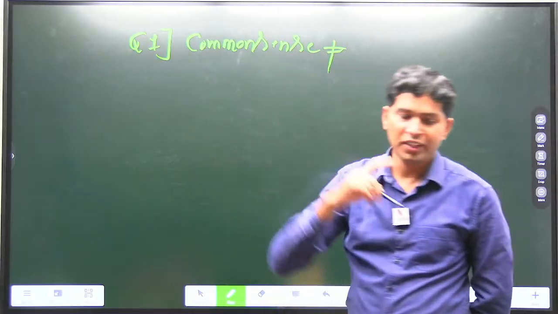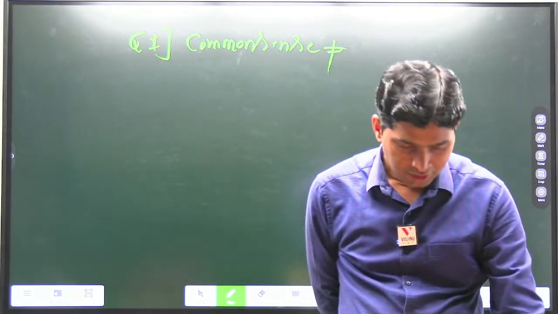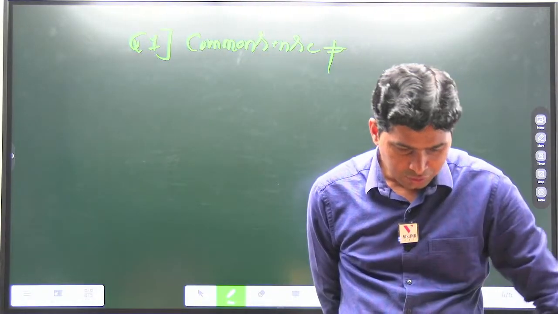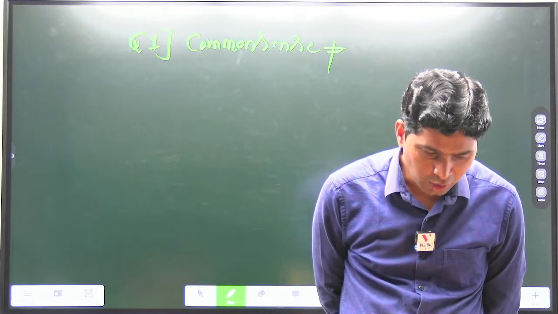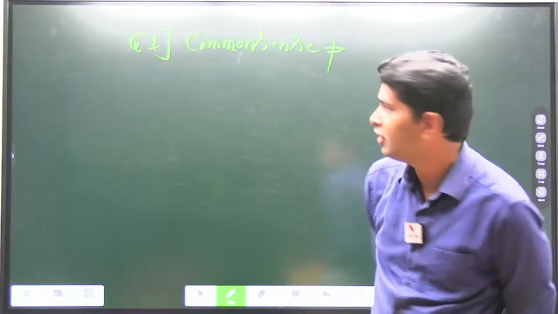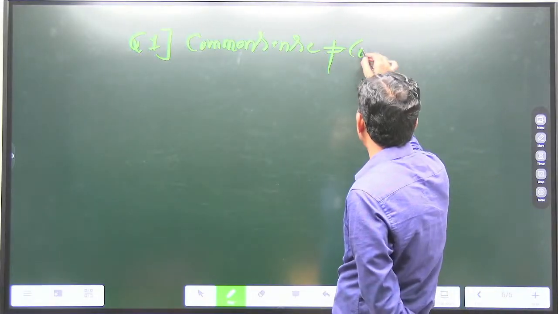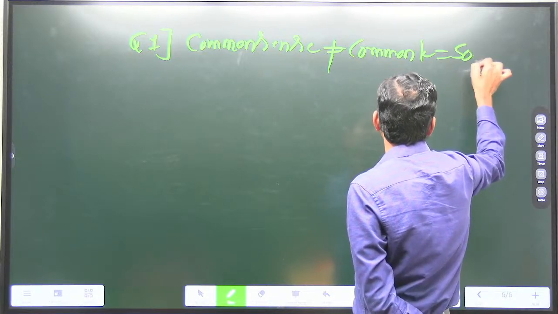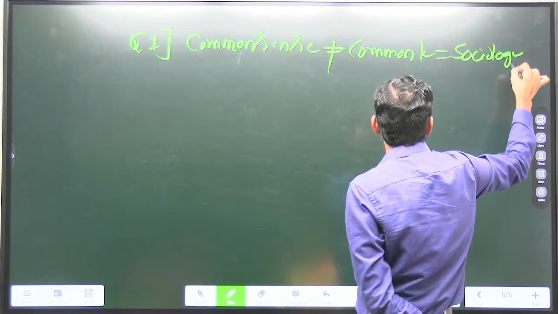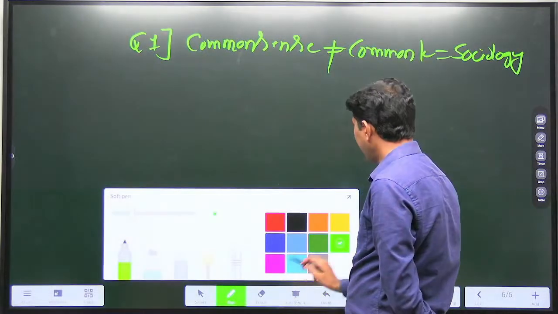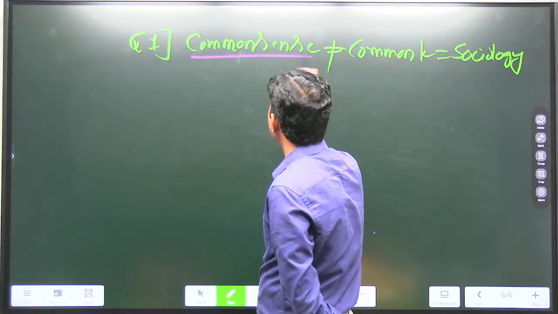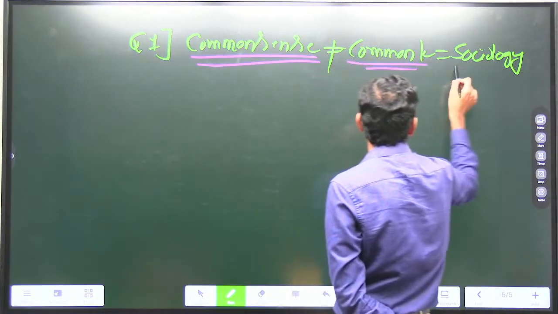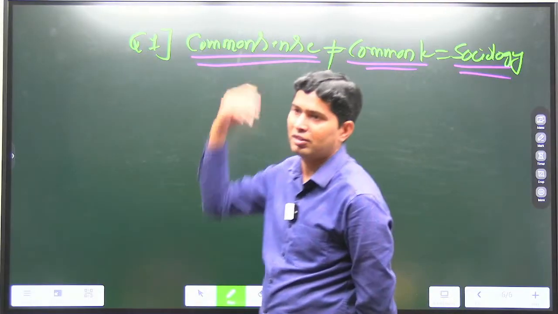Apart from that, what else are they asking? What is common sense? First you have to define what is common sense. How are common knowledge and sociology related to each other? First is the definition. Second is common knowledge and sociology. Even if I am not a sociology student, I can still write a good answer. But if I have studied thinkers and their ideas, I can come up with a better answer.